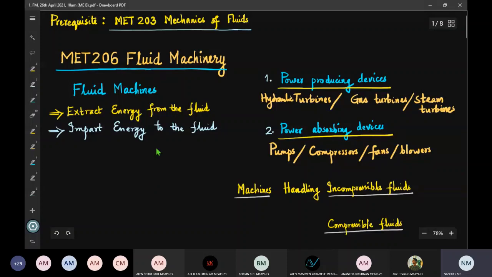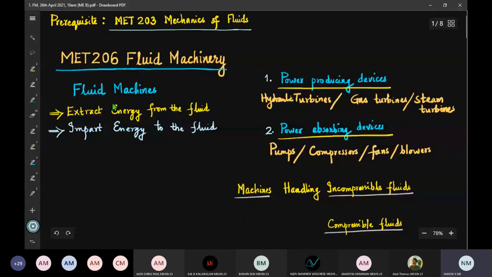The subject title is Fluid Machinery, and please remember the course code, MET 206. It's the theory part. The prerequisite essential for this course is the previous one, MET 203, Mechanics of Fluid. Since you have covered the basics of fluid mechanics, this is going to be easy for you.